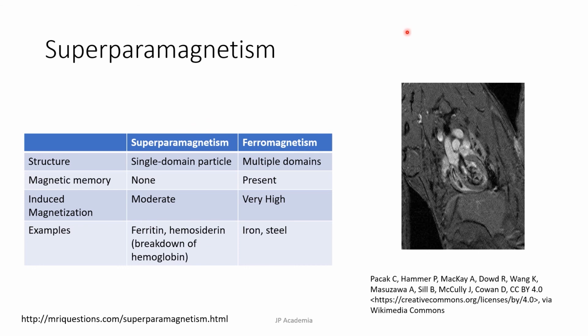When this substance is placed in an external magnetic field, it generates a strong internal magnetization due to the electrons' exchange coupling within the domain, but not as great as the ferromagnetic materials because it has a single domain, as stated in the table. On the right, we have an image where superparamagnetic iron oxide or SPIO nanoparticles are used as MR contrast label.